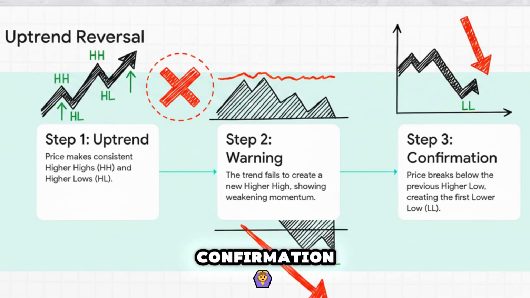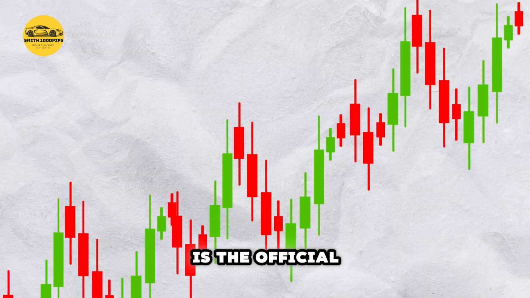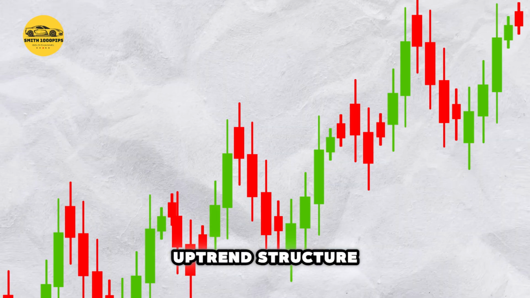Step 3 is the confirmation. The price then falls and breaks below the previous low point. That's the moment it creates a lower low. And that right there is the official signal that the uptrend structure has been broken.